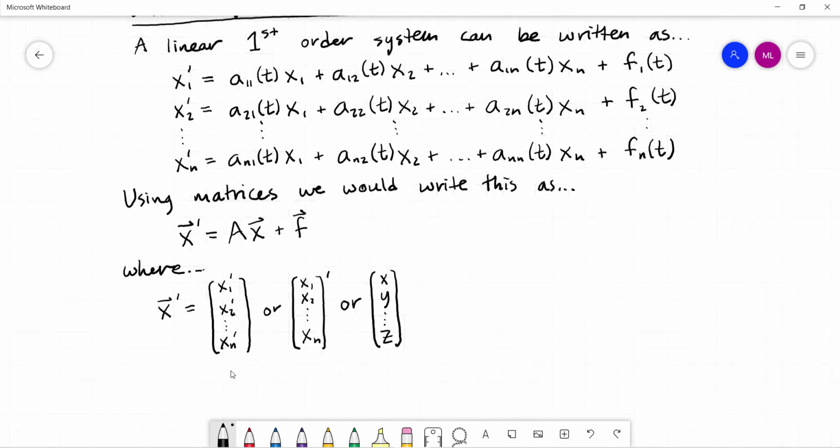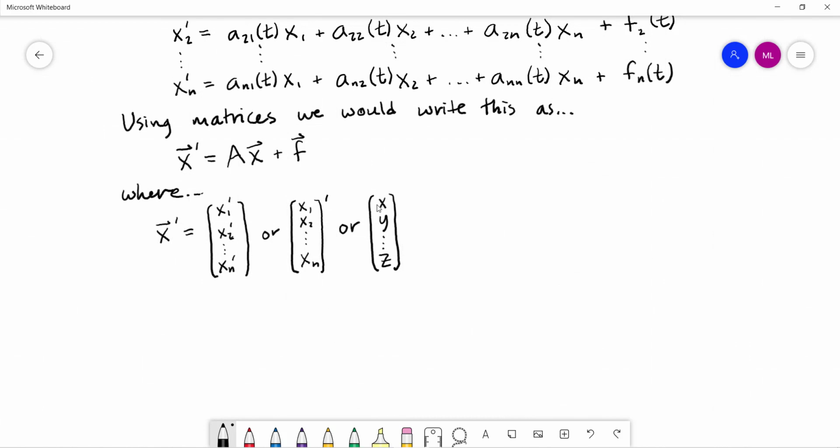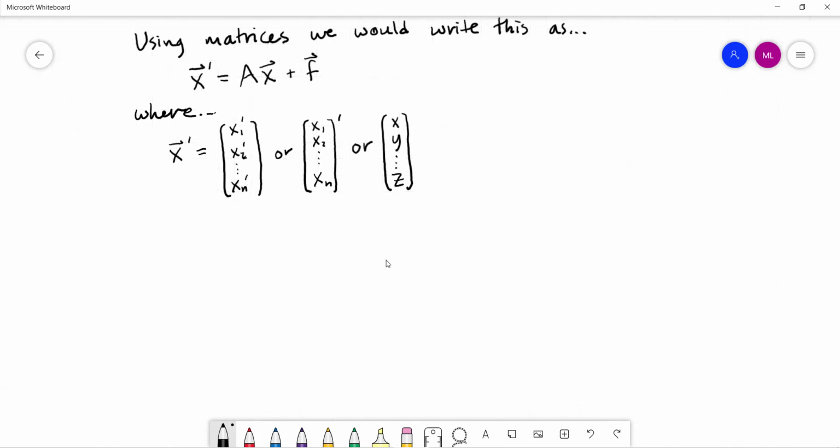In the context of the one we've written, I think this first or second one is most appropriate. It goes along with what we've got written here. So just know that you may also see x, y, and z. I think I use x, y, z in some of the homework solutions that I wrote up. So that's what x prime looks like.